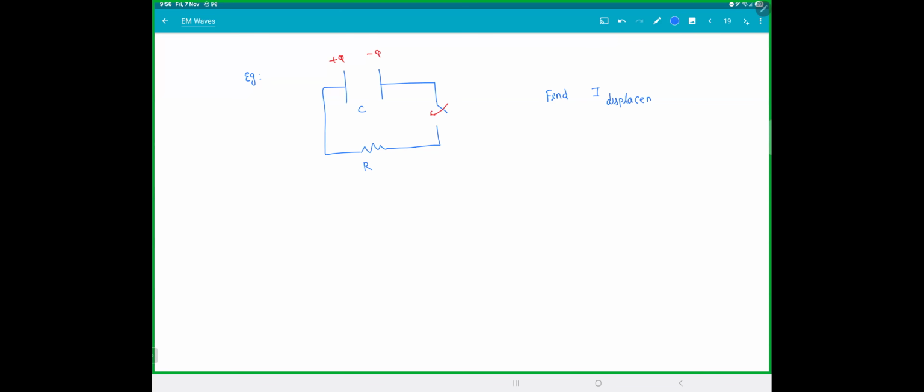So it's the RC discharging circuit formula. Q is equal to Q naught times e power minus t by RC. Current I in the circuit is minus dq by dt, which is Q by RC e power minus t by RC. That's it, done. Just find the current, that's the displacement current. Clear with that?